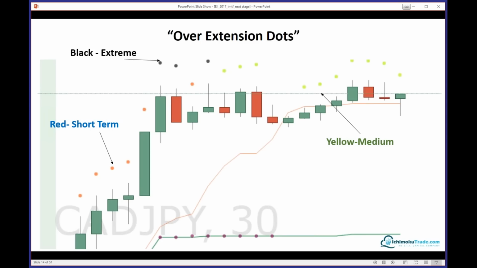And the last one is the extreme overextension, and that's basically when you get this black dot. When you get that black dot, that means get out of the trade right away. Don't think about it, just exit the trade completely.